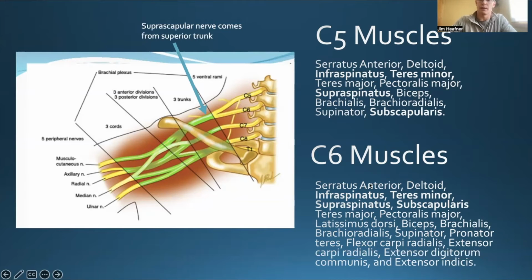You can look over this whole list here, but I want you to think, especially for the OCS exam, that you need to know which muscles come from which nerve segments, because that's going to impact your plan of care. It's going to impact potential differential diagnoses.